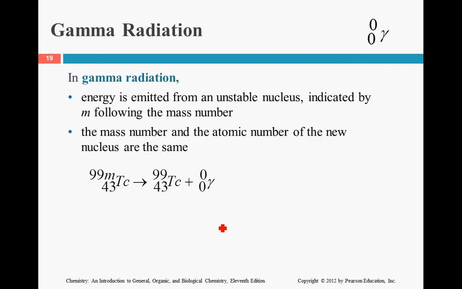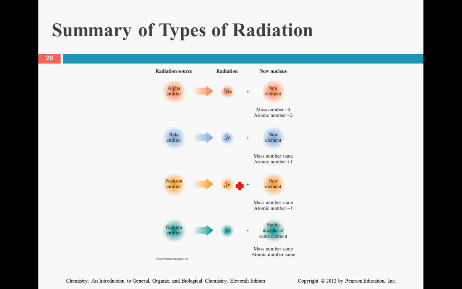Gamma radiation, we talked before about how gamma radiation is the beta particle and the positron combining to form energy, and they cancel the charges out, which is why it's 0 here. Notice there's no change to the numbers here. Everything stays the same. You just have energy that's being given off, which makes it more stable.